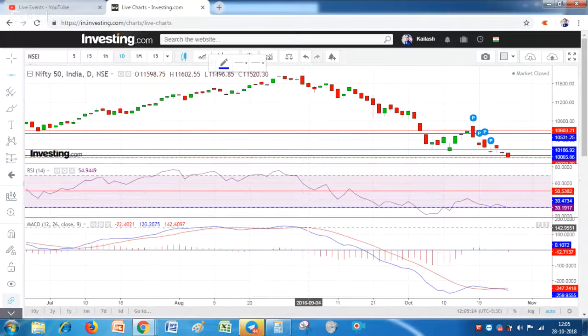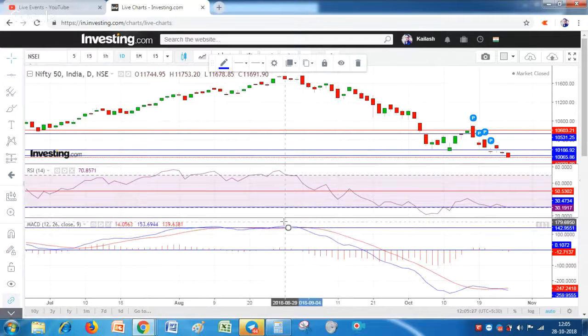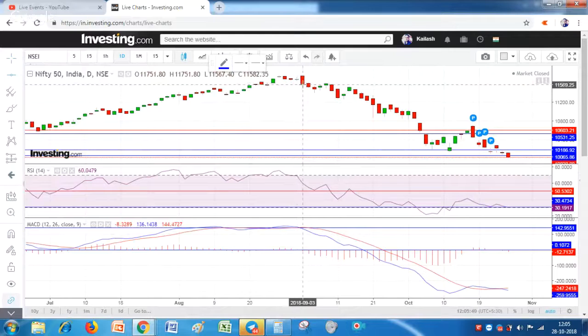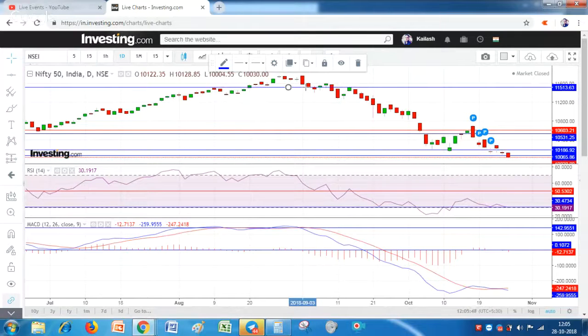So see here, friends, the crossover has happened somewhere around this level. So what was the level in the chart of Nifty? I will take one more line to mark that level. See, MACD has given us a sell signal at this level, 11,513. Okay, MACD has given us a sell signal at that level. But RSI has shown weakness in strength at this level.